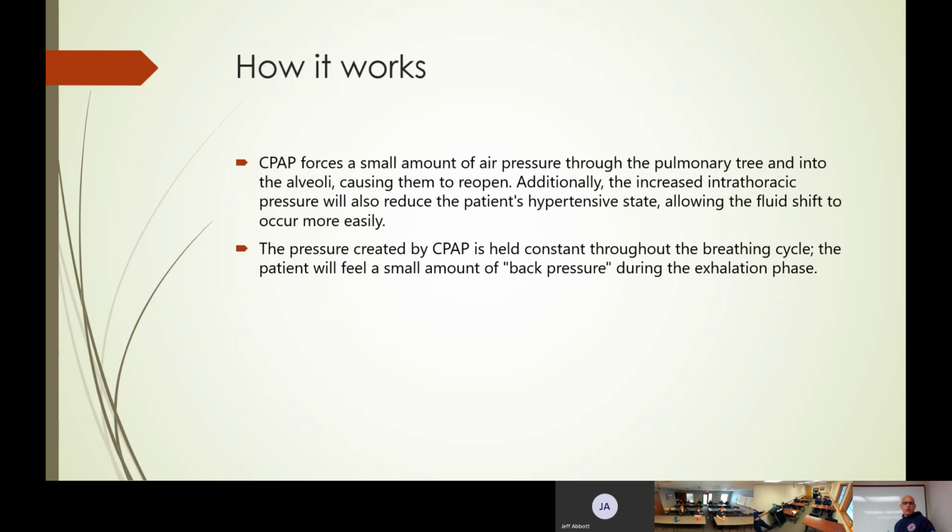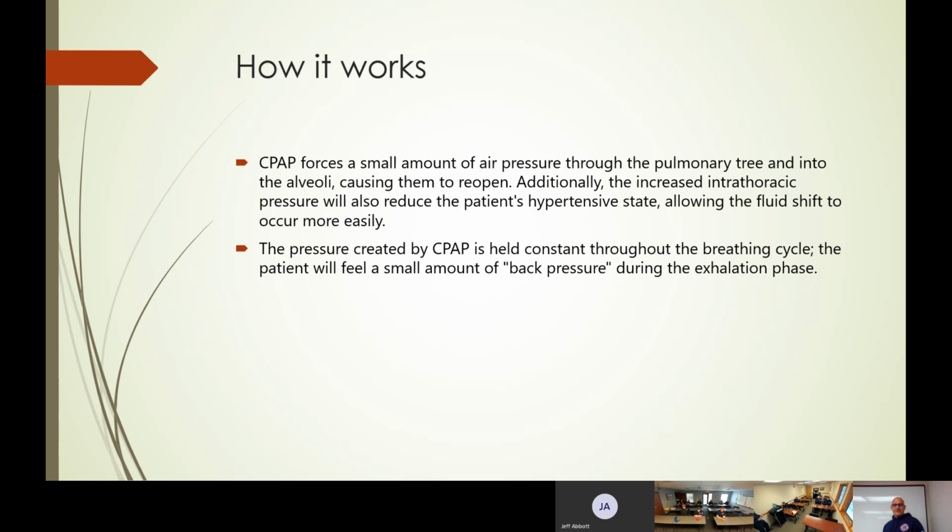Okay. So CPAP forces a small amount of air pressure through the pulmonary tree and into the alveoli, causing them to reopen. So just like it sounds, we are forcing the oxygen in to blow those little balloons open and close them back up because our natural respiration is not doing it. Additionally, it increases intrathoracic pressure, which will reduce the patient's hypertensive state, allowing the fluid shift to occur more easily. So it does have a reciprocating effect: the blood pressure generally will lower.